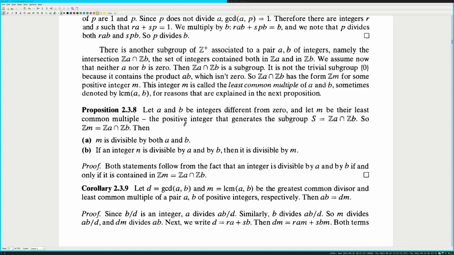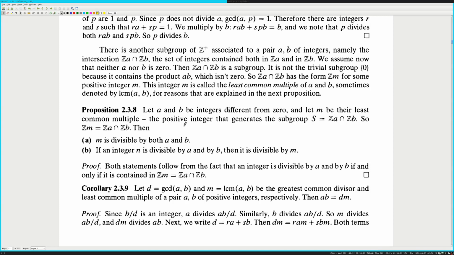For reasons that are explained in the next proposition. Let a and b be integers different from zero, and let m be their least common multiple. The positive integer that generates the subgroup S is equal to Za intersect Zb. The intersection of any two subgroups is always a subgroup, because the group laws apply to both. That may be an exercise, but it's not hard to see. Let G intersect H, where both are subgroups of some bigger group. The closure property implies that the product of any two elements will be in both G and H. Inverses will be in both G and H.